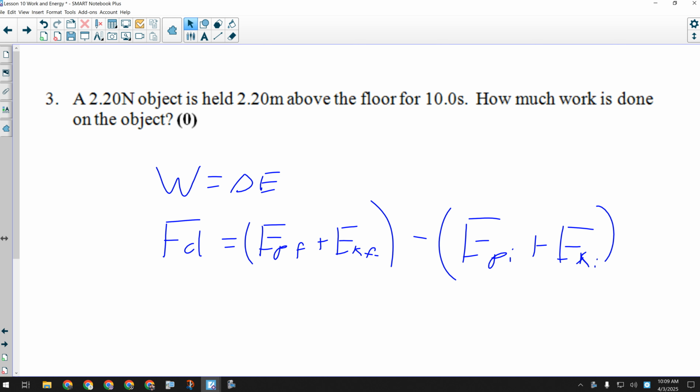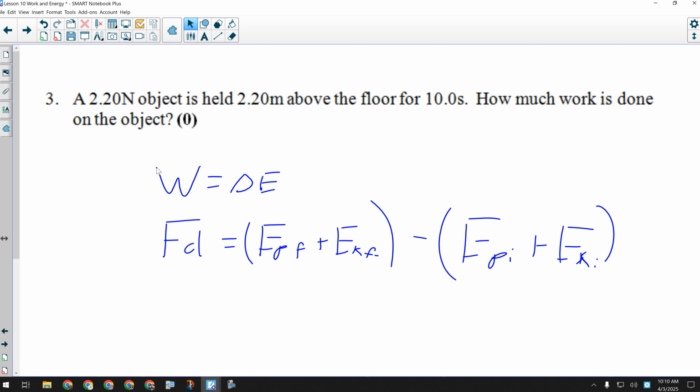Now, the question on the board says, I hold this object above the ground like this. How much work is done to do this? The answer's up there, it's 0, but why is it 0? It's not moving. If it's not moving, what am I not changing? Its kinetic or potential energy, right?